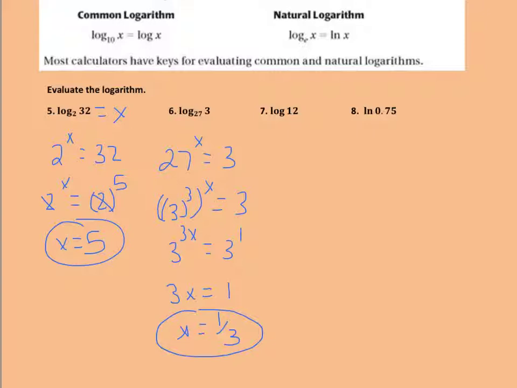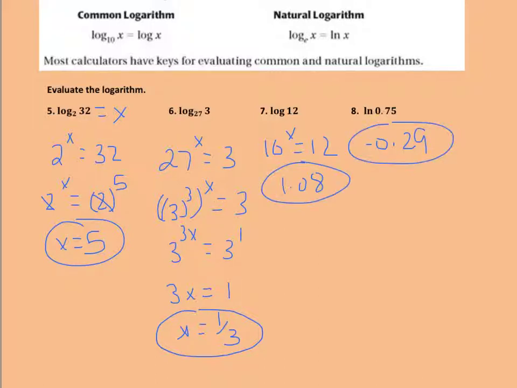Now this one, if I tried to convert it, I would say 10 to some power equals 12, but we can't make those the same, so that's when you just go log of 12 in your calculator, and it would be 1.08. And then same thing, natural log of 0.75. I got negative 0.29. Okay.